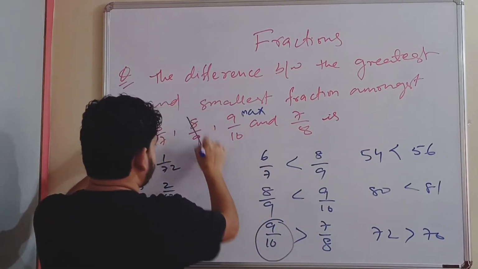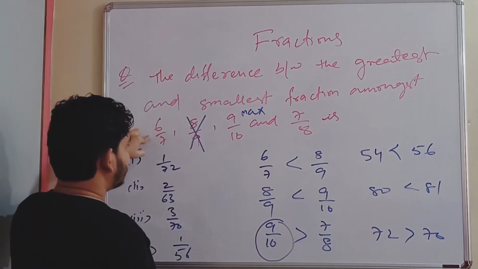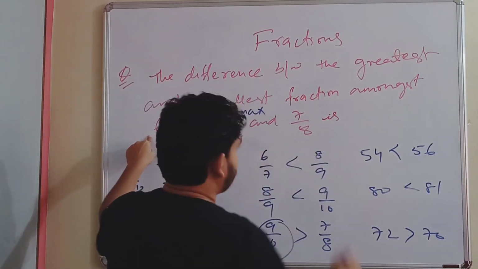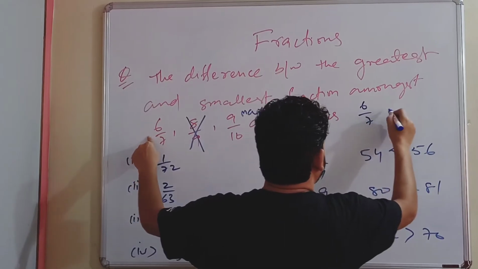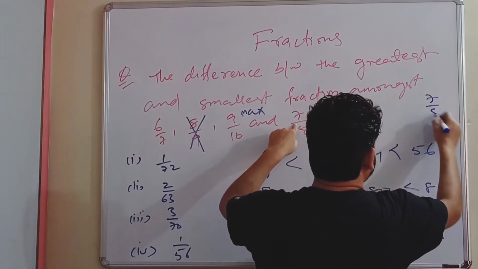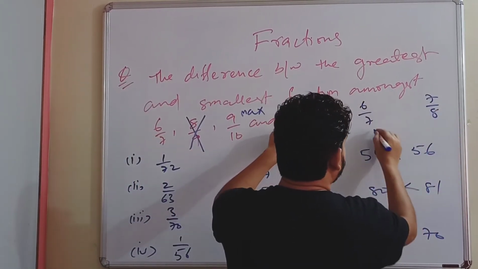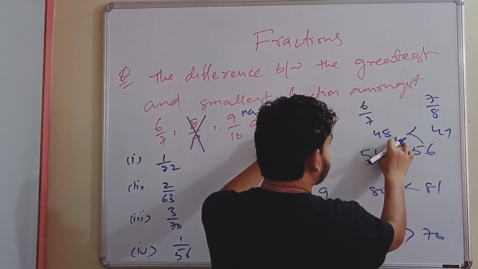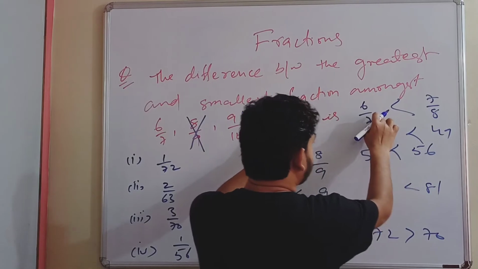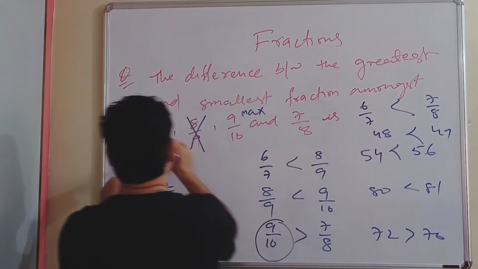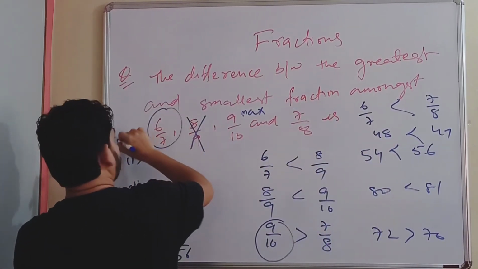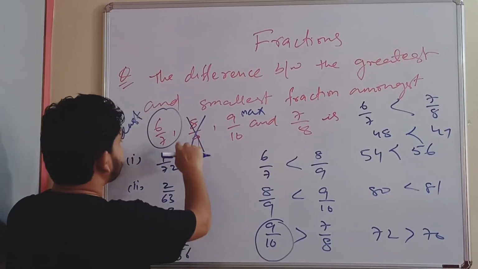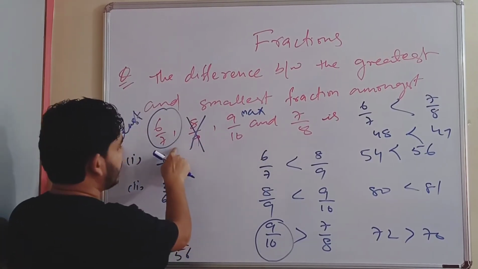So 8 by 9 is not the least one. Then between 6 by 7 and 7 by 8. 8 6s are 48, 7 7s are 49. So this is the lesser one. Means this fraction is the lesser one. So 6 by 7 is the least. It is asking the difference between the max and the least.